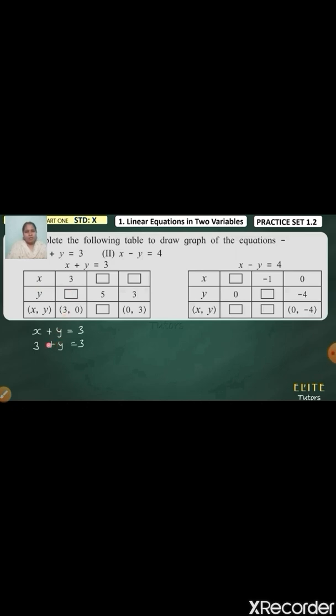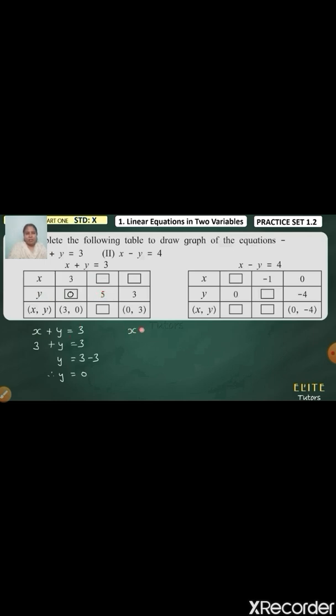As you can see, it is complete the following table, and that two values they have given to you. As you can see, the first value of x is 3. So if we substitute 3 in the equation x plus y is equal to 3, we get y is equal to 0. And that was mentioned also in xy, that it is 3 comma 0. So solving it, we get y is equal to 0.